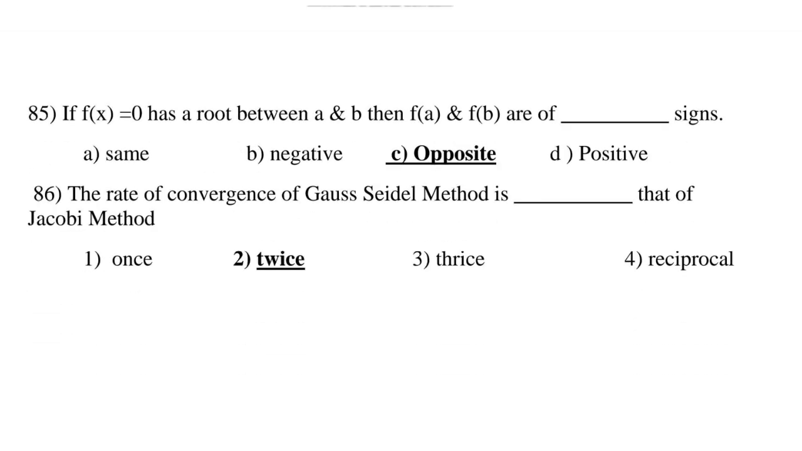Question number 85 is if fx is equal to 0 has a root between a and b, fa and fb are of opposite signs. The rate of convergence of Gauss-Seidel method is twice that of the Jacobi.